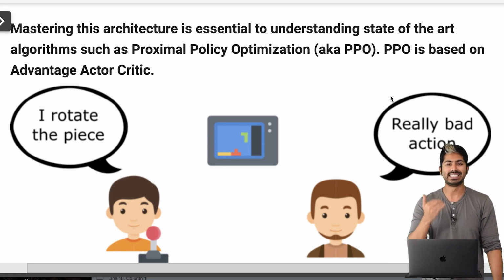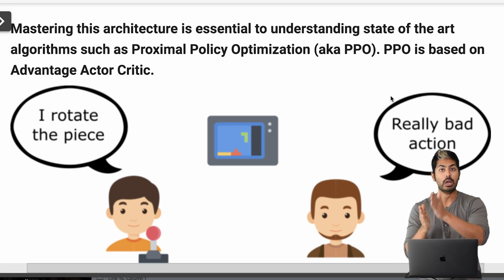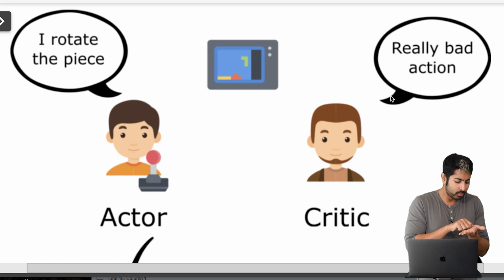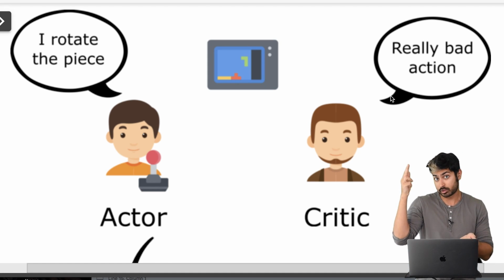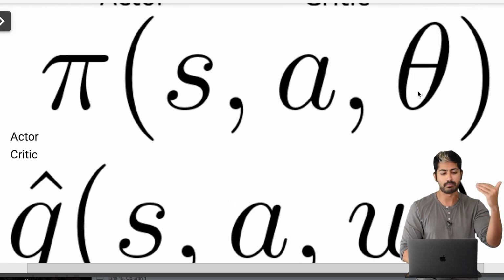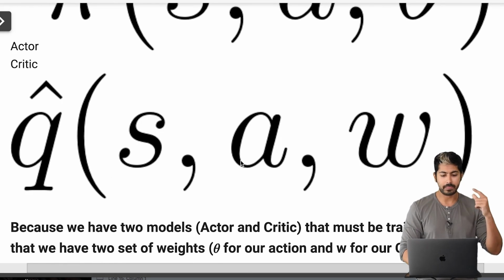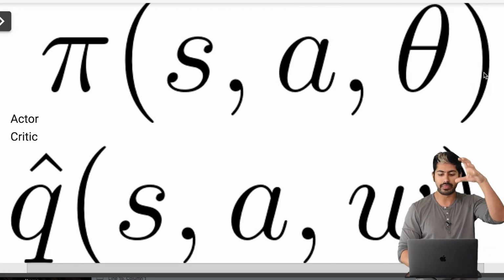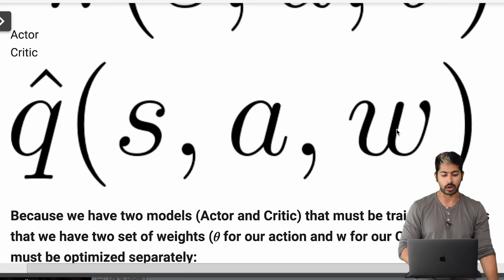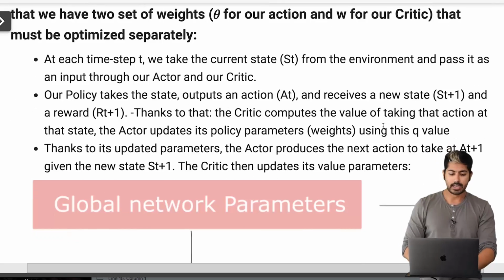Mastering this architecture is essential to understanding state-of-the-art algorithms like proximal policy optimization, which OpenAI released very recently, and others. But the idea is that the actor says, I'm going to rotate this piece, and then the critic's like, that's really bad, or that's really good. That's the critic part. And then mathematically speaking, here are the equations that represent both the actor and the critic. The first is the actor, the second is the critic. And these are two weight values. So state, action, and theta. Theta is the weight value for that network. State, action, W. W is the weight value for that network, which is a matrix, a set of ones and zeros, numbers that change over time as it learns. And that's the basic idea.